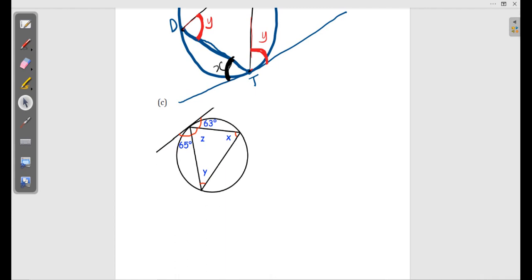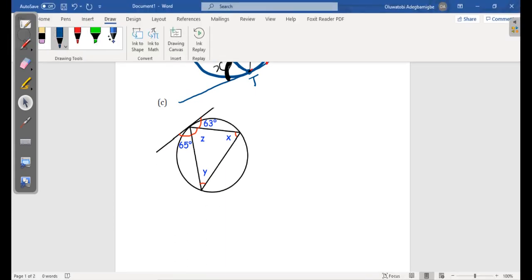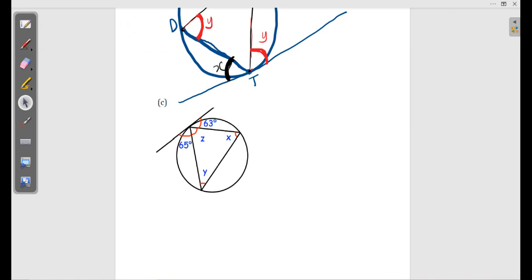So what we're going to do is, first of all, identify the angle between the chord and the tangent. So this is a chord. Please, there is no radius here because the center is not visible. The angle between this tangent and this chord is this 65. So if I take these 2 points and I join them, it meets at x. So that means x is 65. Alternate segments.